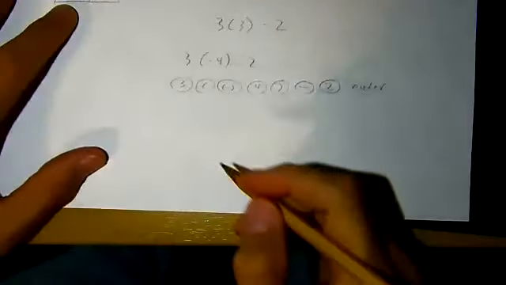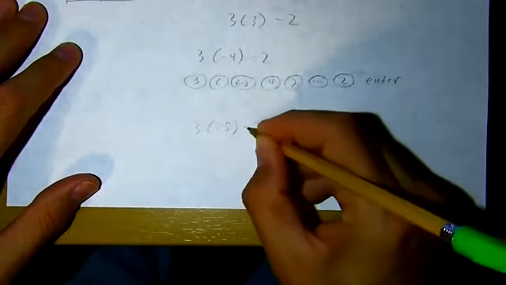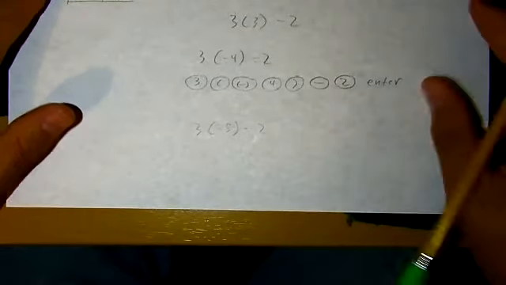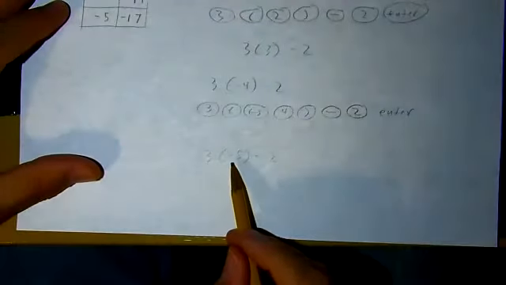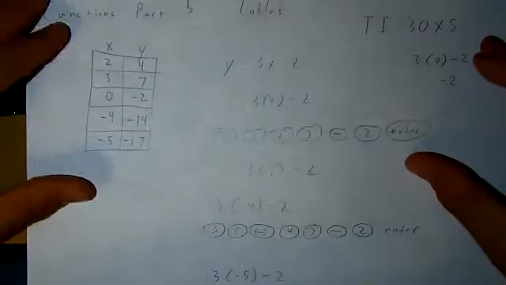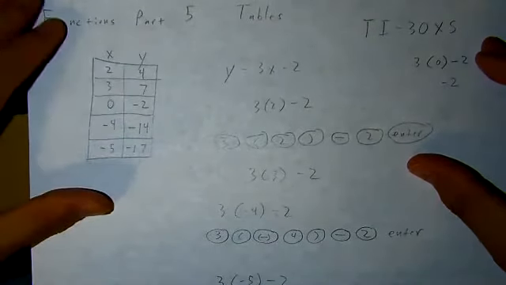And the last one is negative 5. So we do 3, negative 5 minus 2. Pause your video and try to enter that on the calculator yourself. And you should have got negative 17 if I did my math right. 3 times negative 5 is negative 15, minus another 2 is negative 17. So that would be what a full input-output chart looks like filled in.